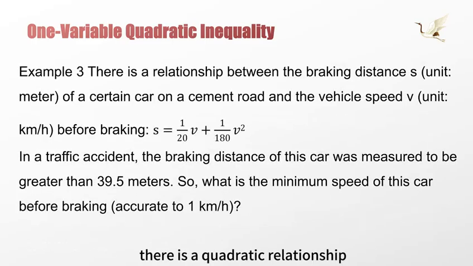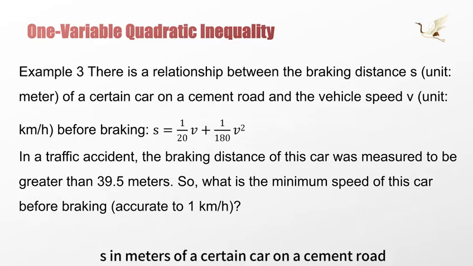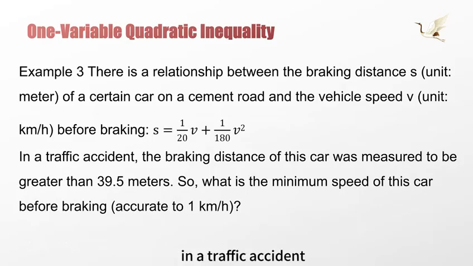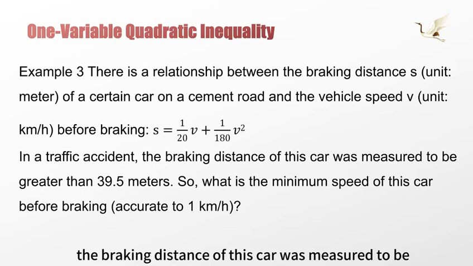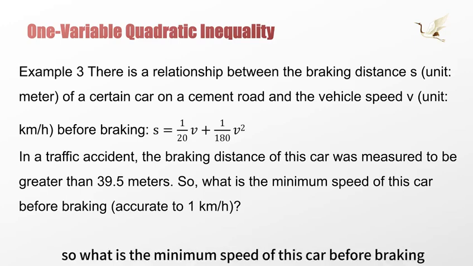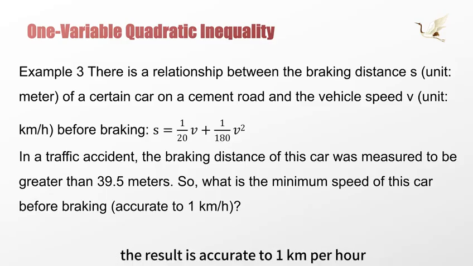There is a quadratic relationship between the braking distance s in meters of a certain car on a cement road and the vehicle speed v in kilometers per hour before braking. In a traffic accident, the braking distance of this car was measured to be greater than 39.5 meters. So, what is the minimum speed of this car before braking? The result is accurate to 1 kilometer per hour.